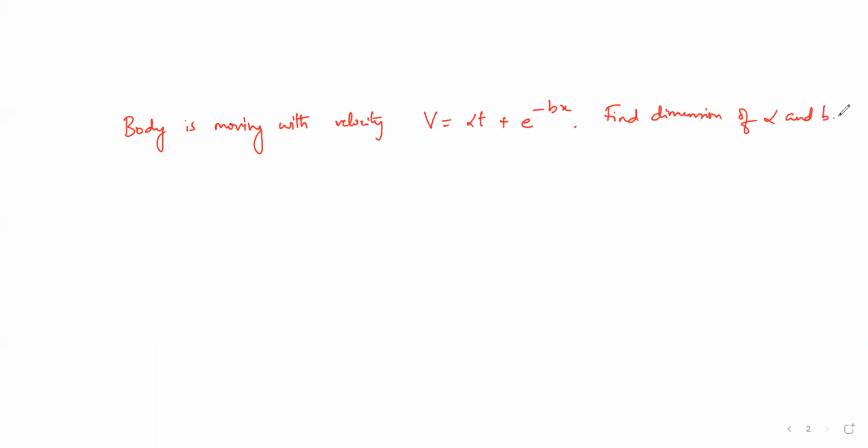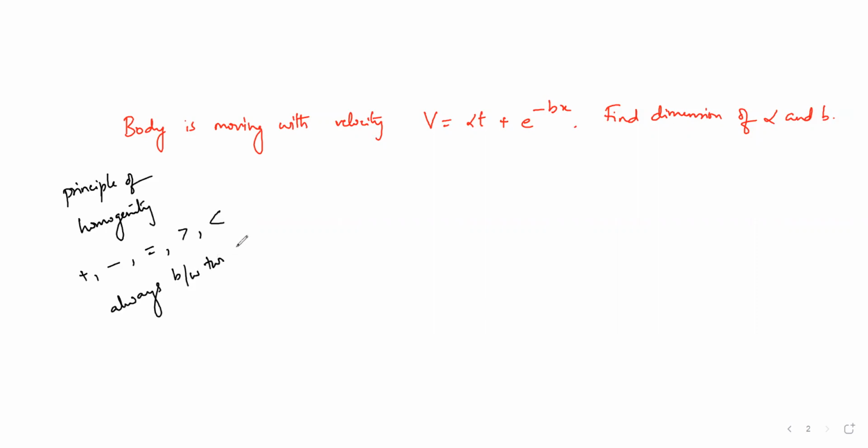Please observe here. You have something called the principle of homogeneity, correct? What does it tell? If you are finding plus, minus, equal to, greater than, lesser than between two physical quantities, they will have the same dimension. So I can simply write v is equal to alpha t is equal to e power minus bx.